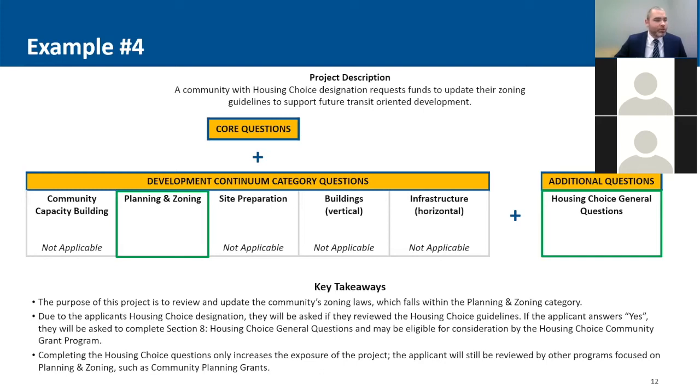In addition to the standard questions in this category, the applicant will be asked whether they have read the guidelines for the Housing Choice Community Grant Program. If they answer yes to this question, they'll be able to access Section 8, Housing Choice General Questions.